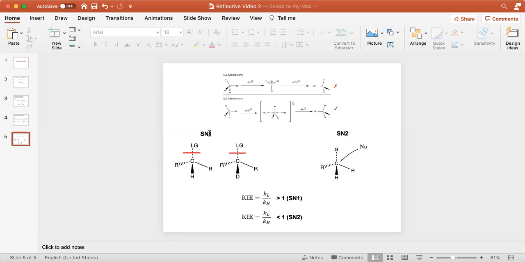For example, if SN1 is not the correct one, then instead it should be some nucleophile attacking the molecule. In this case, there's no difference between the hydrogen counterparts and the deuterium counterparts. So we can say if we find the deuterium counterpart reacts faster than the hydrogen counterpart, which means the KIE is less than 1, then it shouldn't be a bond breaking. It should be something attacking the molecule, SN2.